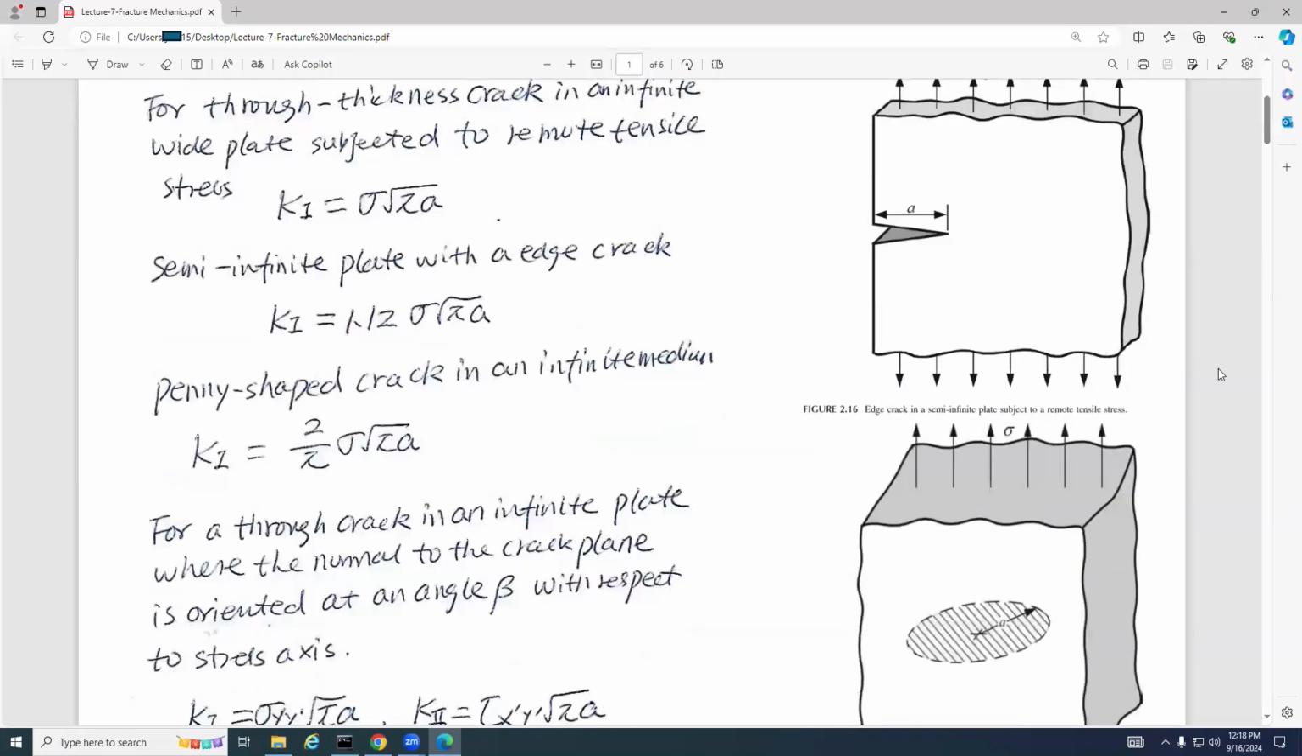The third case scenario is the penny-shaped crack. A penny-shaped crack for this one has infinite dimension in all three directions. But here we have a penny crack. This penny crack's radius is given as a. For this one, we have this equation. You can see the coefficient here is a little bit lower than 1.0.